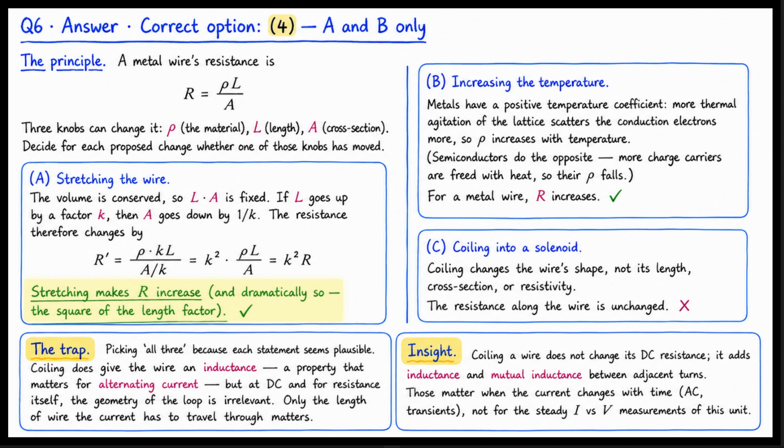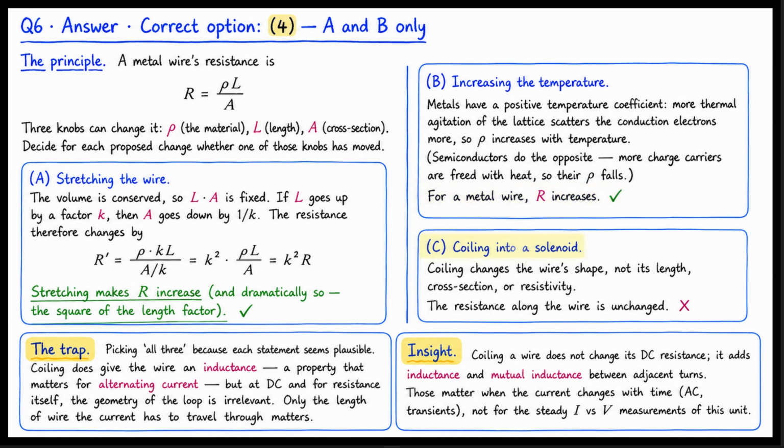Statement A is in. Statement B. Heating a metal wire. Metals have a positive temperature coefficient. Heating the lattice increases the thermal agitation, which scatters conduction electrons more, which raises ρ. For semiconductors, the trend is reversed. Heat liberates more charge carriers, lowering ρ, but for a metal the answer is unambiguous. R goes up. Statement B is in.